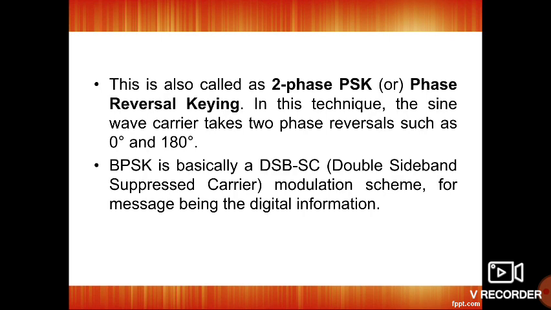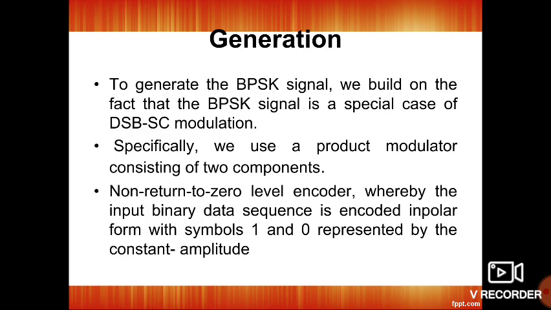So simply b(t) can be represented as plus or minus 1. Plus 1 is whenever the symbol 1 is transmitted, and minus 1 is whenever the symbol 0 is transmitted. This is also called two-phase BPSK or phase reversal keying. It is simply the technique where the sine wave carrier takes phase levels of 0 and 180 degrees. So BPSK is simply a double sideband suppressed carrier modulation scheme with the message being digital information.